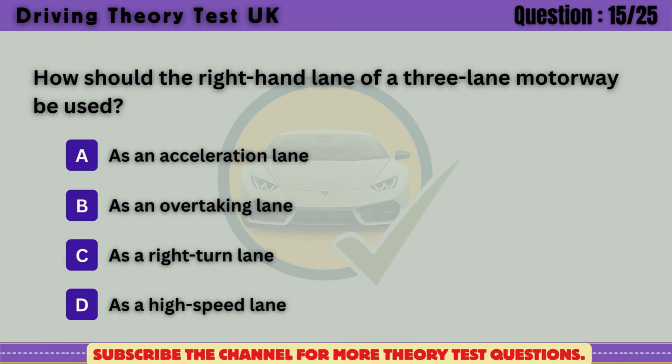Question 15. How should the right-hand lane of a 3-lane motorway be used? A. As an acceleration lane. B. As an overtaking lane. C. As a right turn lane. D. As a high-speed lane.